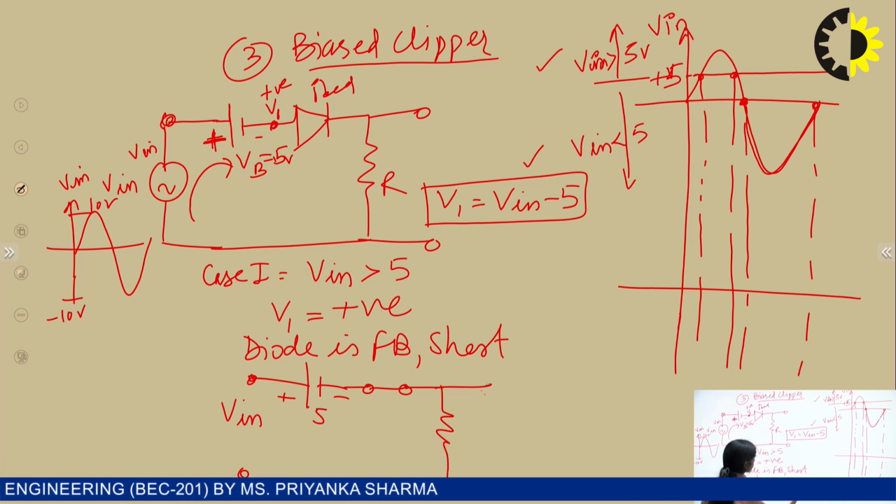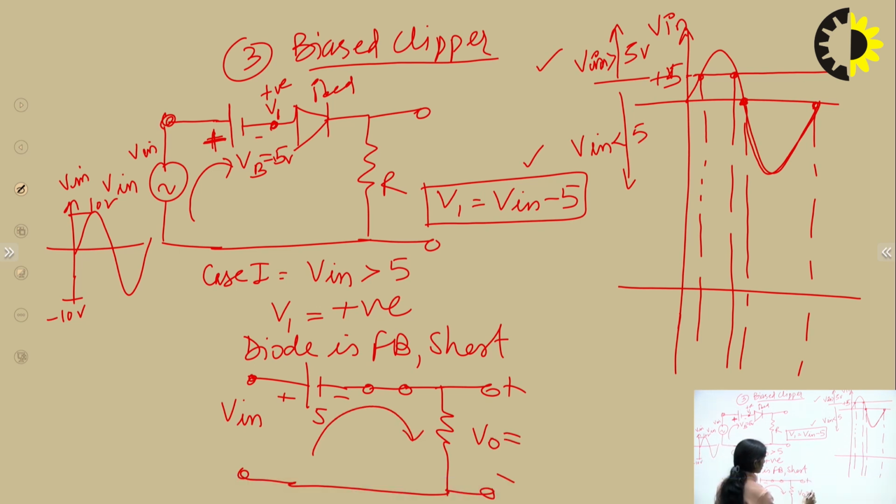Now what is the output coming here? We will see the output. V out is taken from the KVL equation, and it comes out to be V in minus 5. Now if we want to plot this output in the output graph, how are we going to plot it?